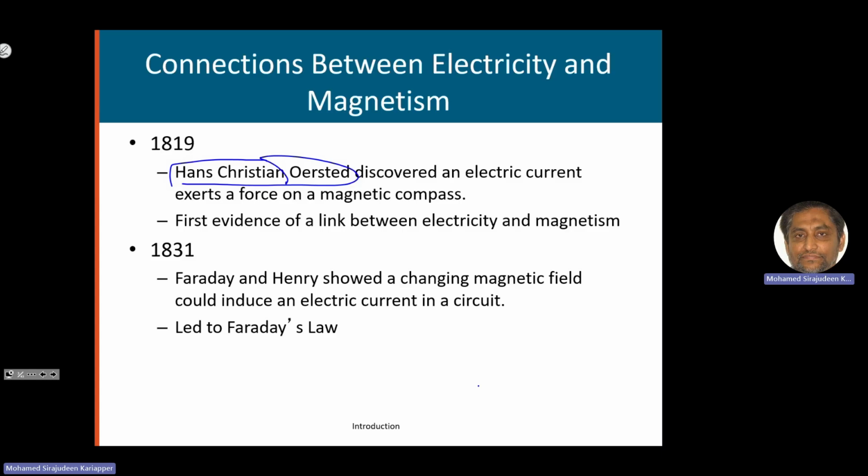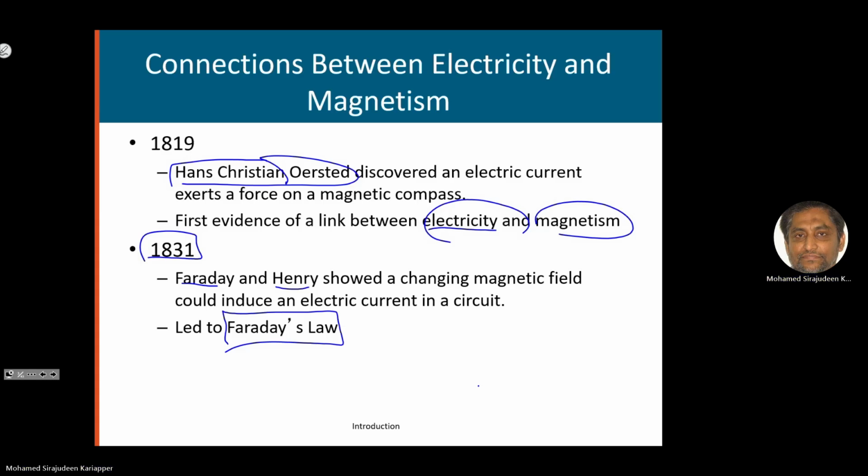This is the first evidence of a link between electricity and magnetism. Then, 1831, Faraday and Henry independently showed a changing magnetic field could induce an electric current in a circuit. So then it led to his law, Faraday's law. By changing the magnetic field, you can get electricity.